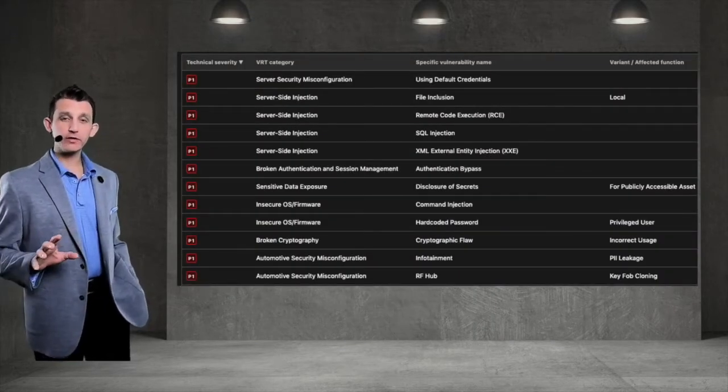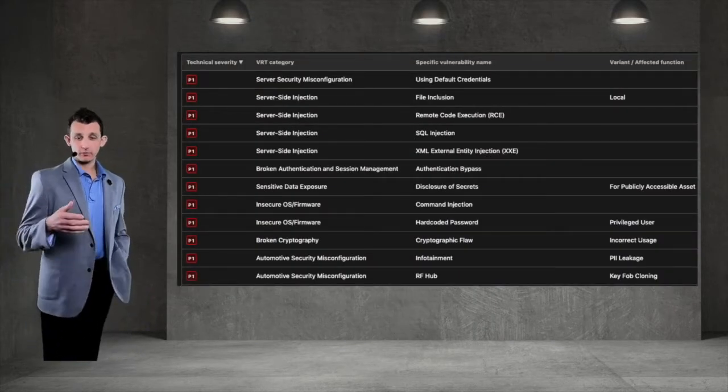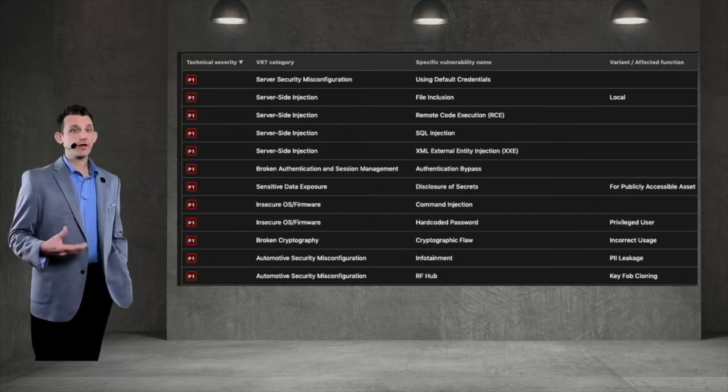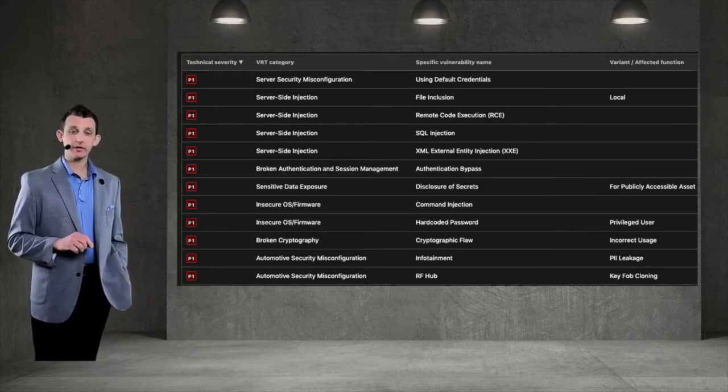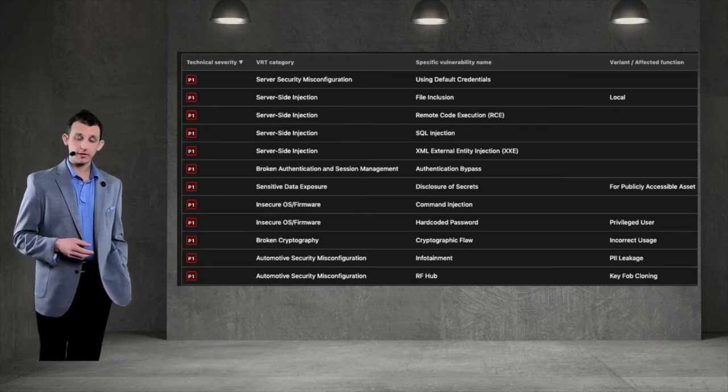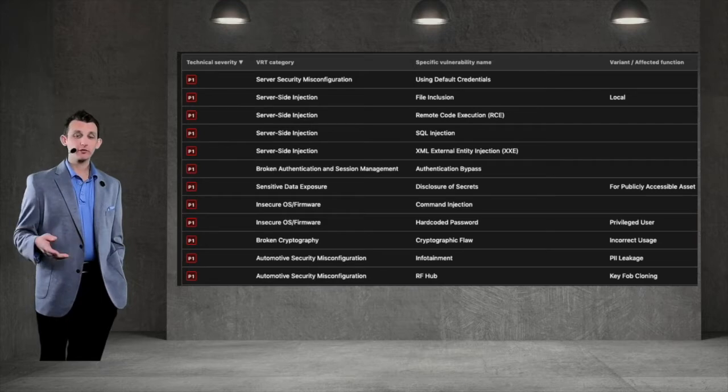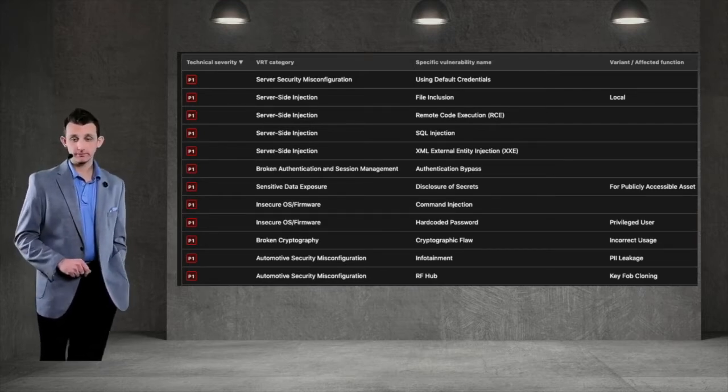So we'll start with the VRT. Now, a word of warning: all of my bug bounty hacking has been done through the Bugcrowd platform. So some of the lingo will be specific to Bugcrowd, but the principles are pretty generic and can be applied to any of the platforms.